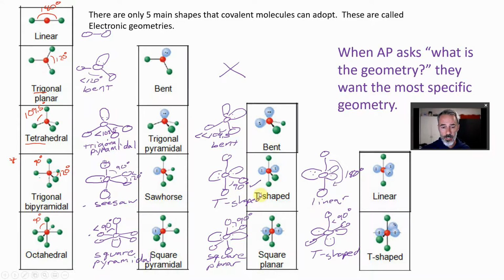If it's T-shaped because it was a trigonal bipyramidal that had 2 lone pairs, you want to refer to it as T-shaped, not trigonal bipyramidal. If it doesn't have any lone pairs and it really is trigonal bipyramidal, then by all means call it trigonal bipyramidal. But they want the most specific shape, the molecular geometry at all times. I've never seen them ask for the electronic geometry in any way.